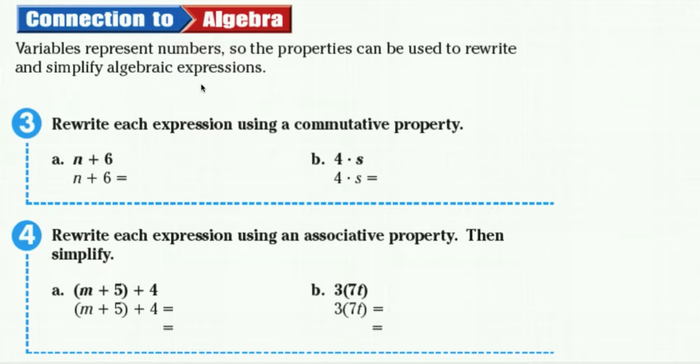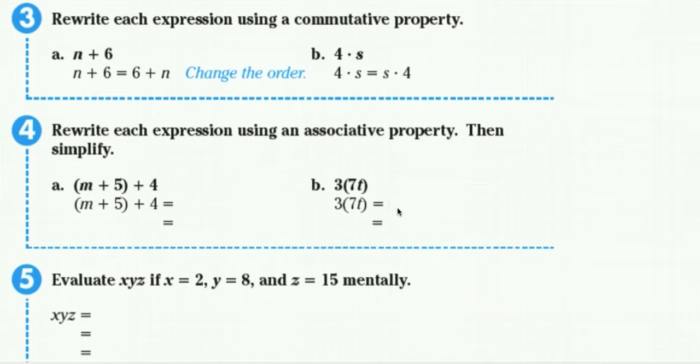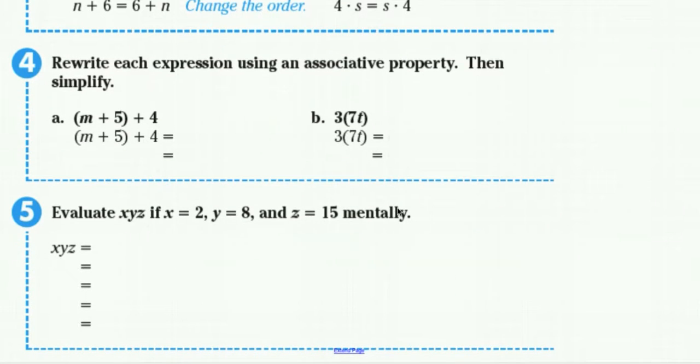Let's do some algebra on this. Variables represent numbers, so the properties can be used to rewrite and simplify algebraic expressions. In example 3, it's asking us to rewrite each expression using the commutative property. Remember the commutative property: order changes. So n plus 6 becomes 6 plus n, and 4 times s becomes s times 4.